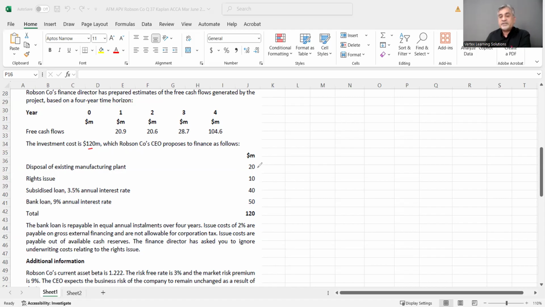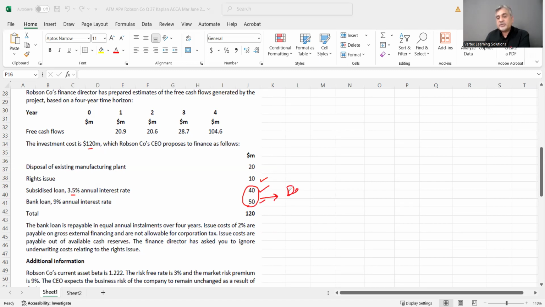20 million you will receive by selling your non-current assets. 10 million you will gain by doing the rights issue. Subsidized loan at 3.5% annual interest rate is 40 million. You will take a subsidized loan. And then you have a bank loan, which is 50 million. So apparently it looks like that out of 120 million, 90 million is coming in the form of debt.